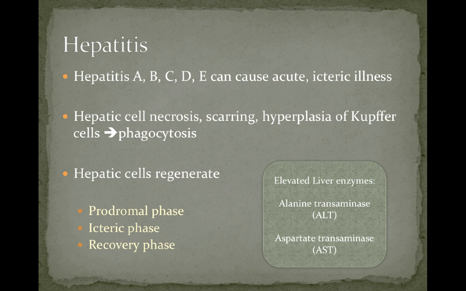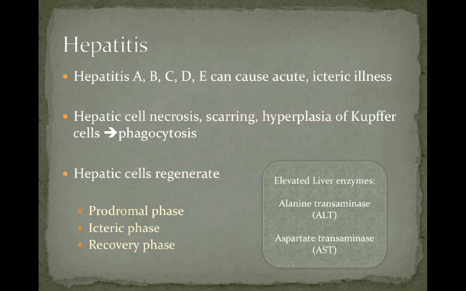This is a spectrum disorder, from patients who have very few symptoms all the way up to fulminating hepatitis, which is a rapid onset. Fulminating is usually when the onset is quick and sudden, and it can cause liver failure, coma, and even death. So there's a very broad spectrum of symptoms, but typically hepatitis, regardless of what letter it is, has three phases.